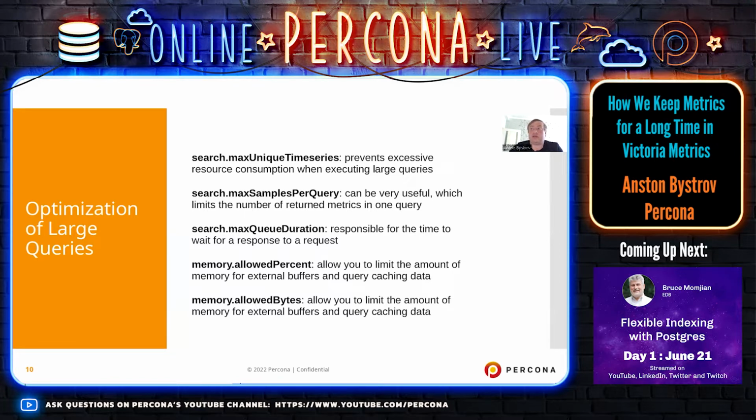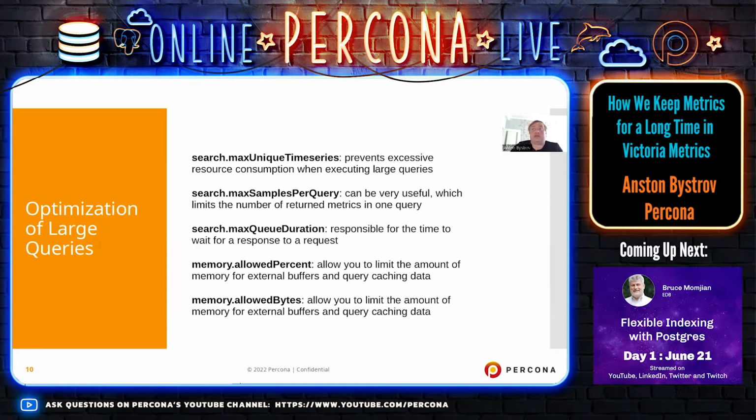The next flag is the search.maxUniqueTimeseries key. It prevents excessive resource consumption when executing large queries, and in some cases can prevent the application from crashing with an out-of-memory error. This parameter is set to 6 billion by default and reflects the number of unique series returned in response to requests to the /api/v1/query and /api/v1/query_range endpoints. Also, a very useful flag is the search.maxSamplesPerQuery key, which limits the number of returned metrics in one query.